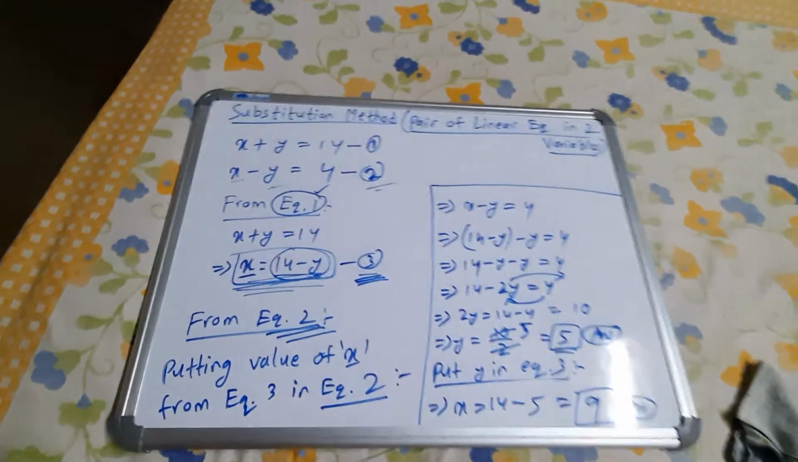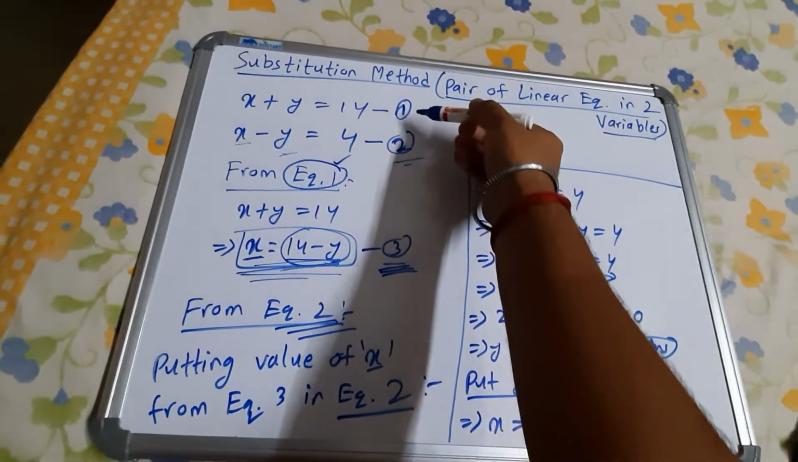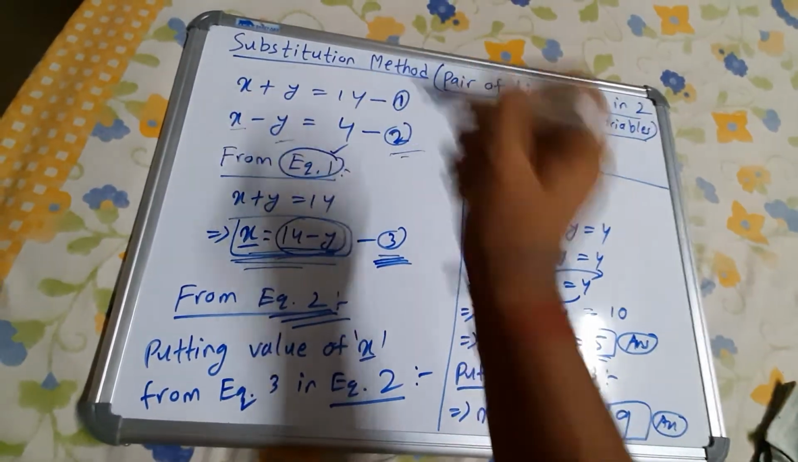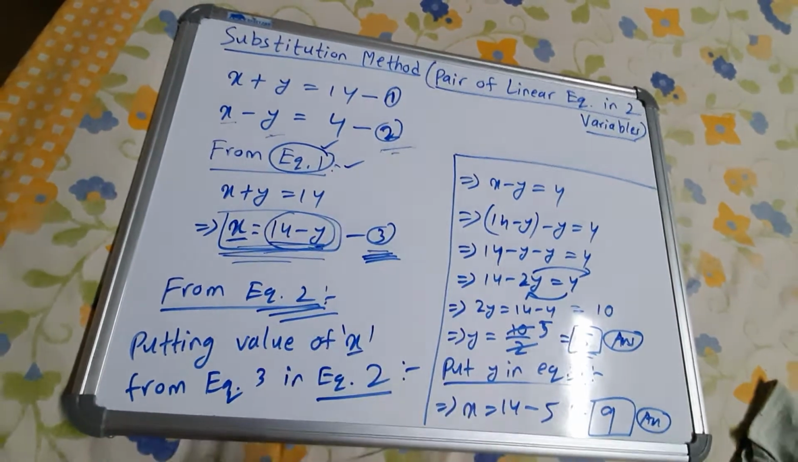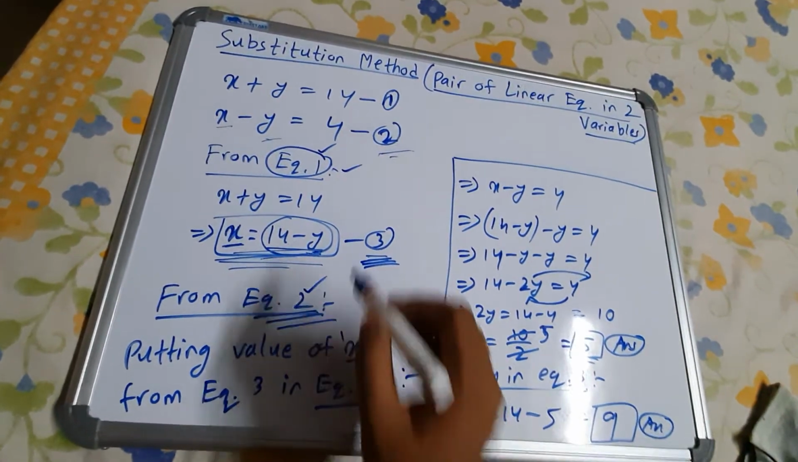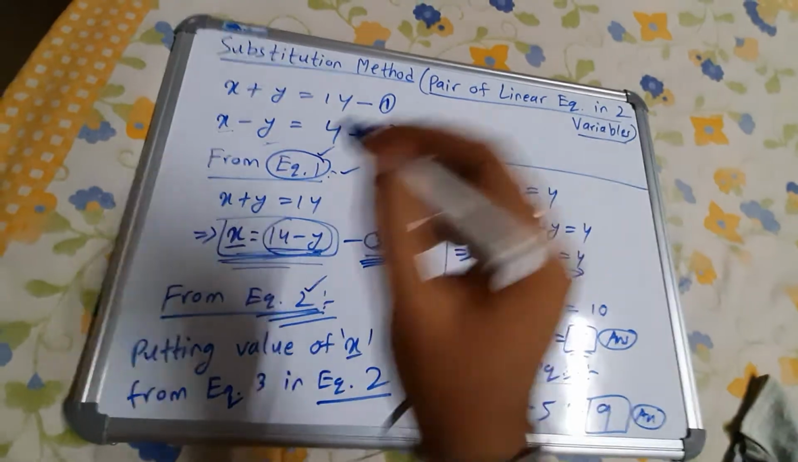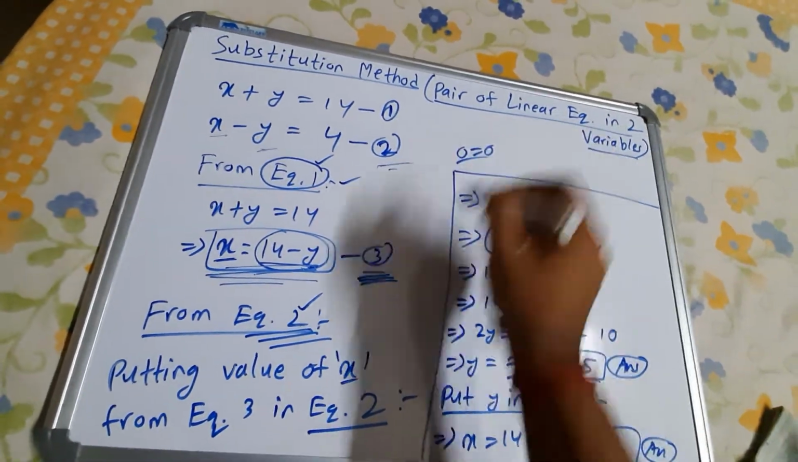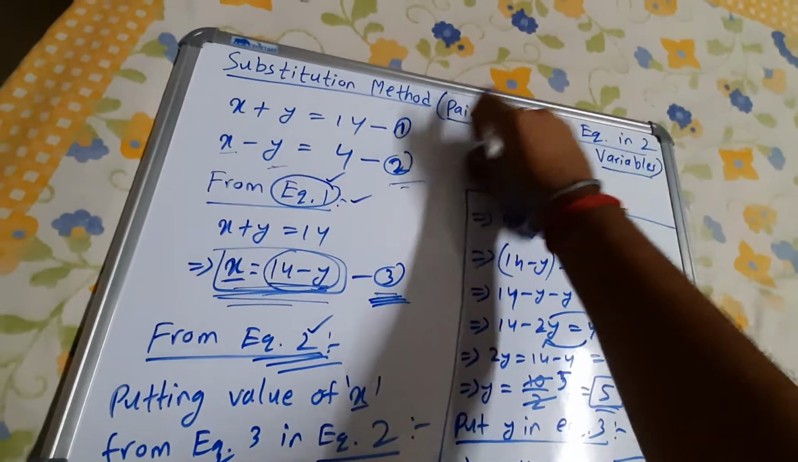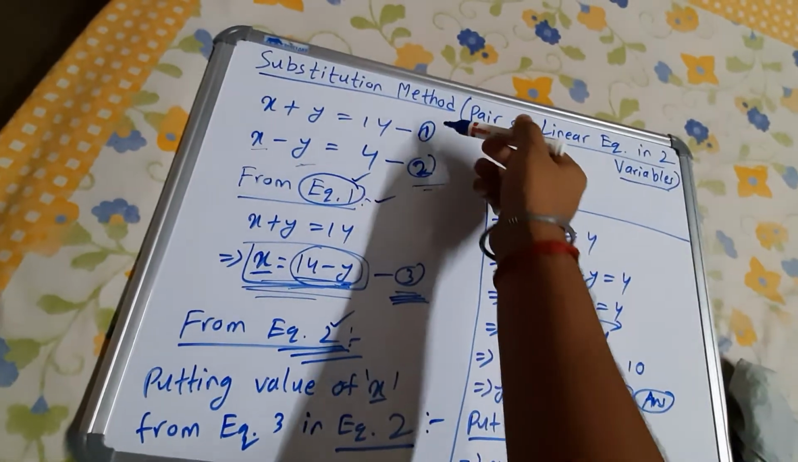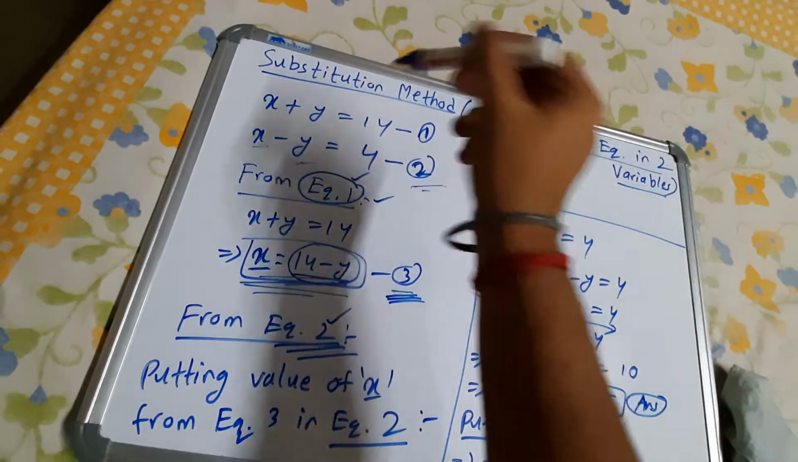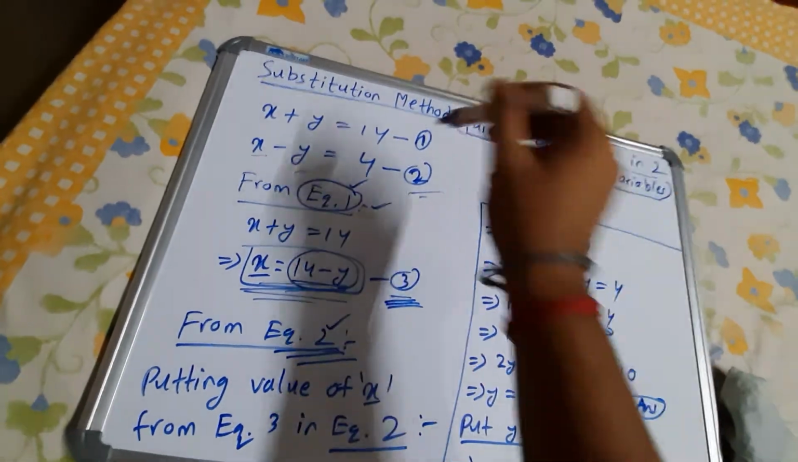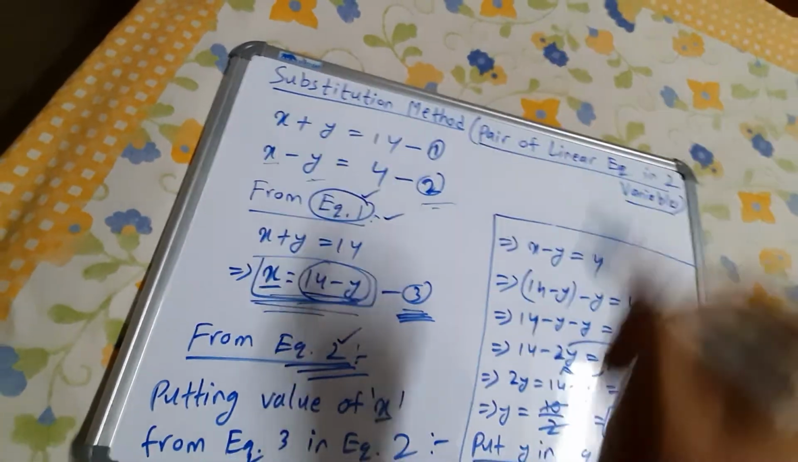What is the meaning of substitution? Substitution means taking a value from one equation and putting it inside another equation. So you are taking a value from equation 1 and putting that value in equation 2. Don't put the same value in equation 1. If you do that, you will get something like 0 equal to 0. It will be of no use, so avoid this. If you take a value from equation number 1, put it in equation number 2. If you take a value from equation number 2, put it in equation number 1.